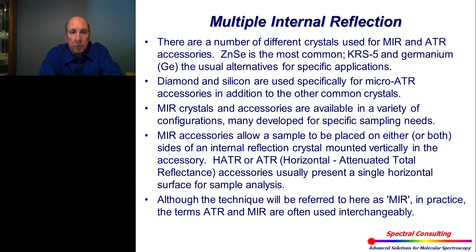Generally, multiple internal reflectance accessories, or MIR accessories, allow a sample to be placed on both sides of the internal reflection crystal, mounted vertically in the accessory. So it stands up, and we put sample on either side. HATR or ATR, horizontal attenuated total reflectance, usually presents only a single horizontal surface, so we can only access one side of the crystal and get a sample analysis. Although the technique is referred to here as MIR, in practice, the terms ATR and MIR are often interchangeable.